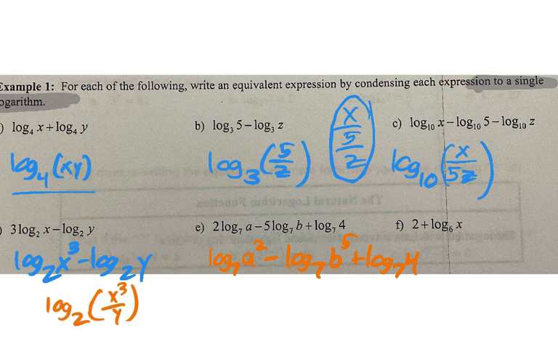So from here, I could go log base 7 of 4a squared over b to the 5th. Is that what you said? Yeah. Then yeah, that's the answer.